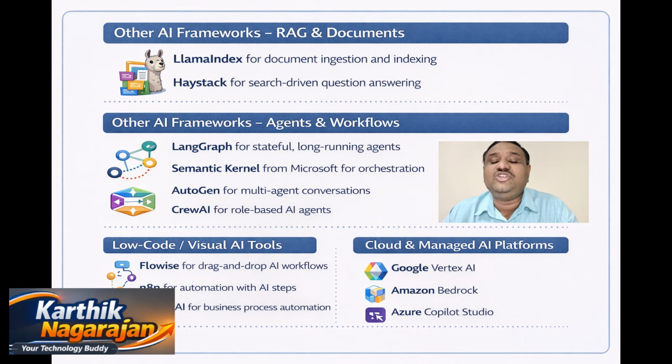Now, low-code and visual AI tools: what we have are Flowise for drag-and-drop AI workflows, and then N8N for automations with AI steps, and then Zapier, some call it Zapier AI, for business process automation. And now when we have cloud and managed AI platforms, that people can look through, they are Google Vertex AI and Amazon Bedrock, and then Azure Copilot Studio.